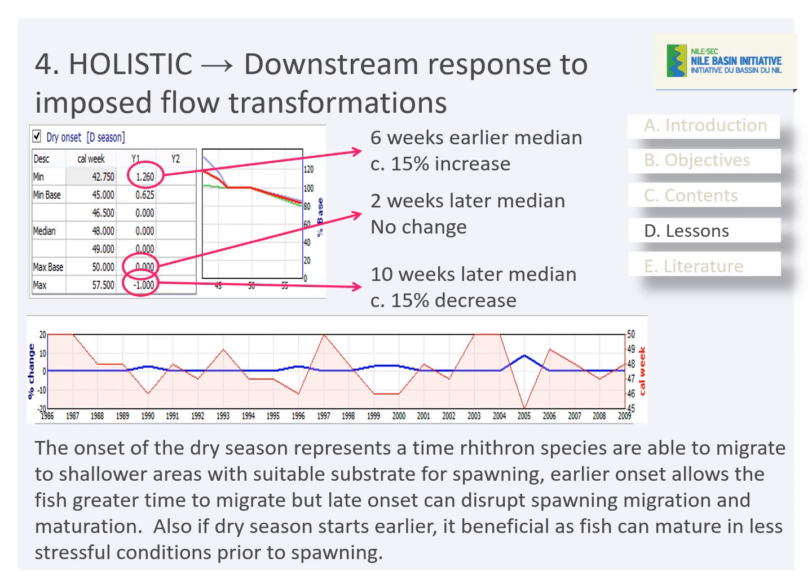And the argument here is that the onset of the dry season represents a time where this particular species are able to migrate into shallow areas with suitable substrate for spawning. Earlier onset allows the fish greater time to migrate, but late onset can disrupt the spawning migration and maturation. Also, if the dry season starts earlier, it will be beneficial as the fish can mature in less stressful conditions prior to spawning.